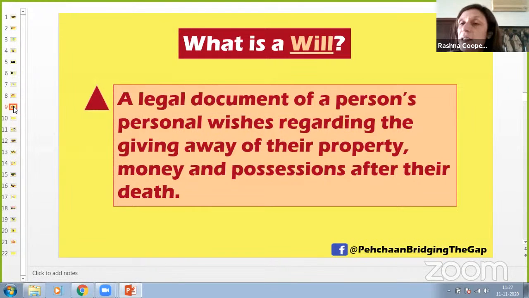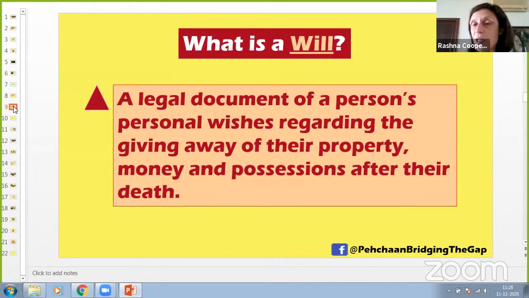Welcome, ma'am. A legal document. You know what the meaning of legal is, right? It's done by a lawyer. It is accepted by the court. It is a legal document of a person's personal wishes regarding the giving away of their property, money, and possessions after their death. Now, X person has all kinds of things. He has money, he has a house, any simple person, okay? Now, what is going to happen to that after he dies?